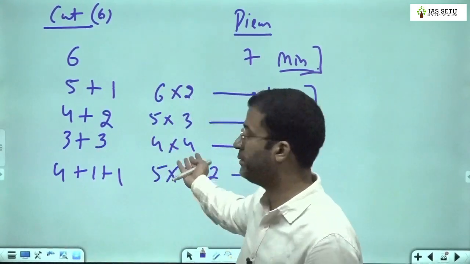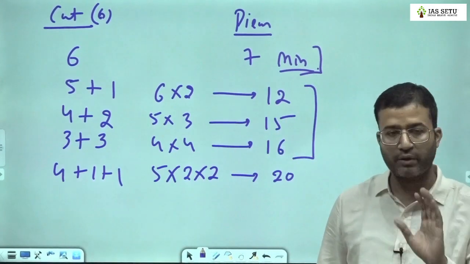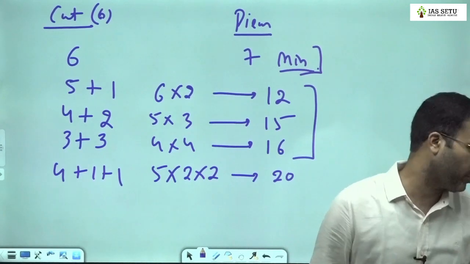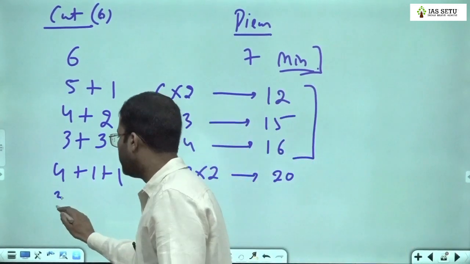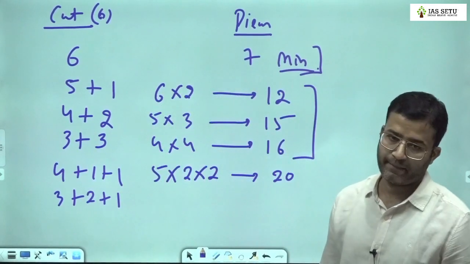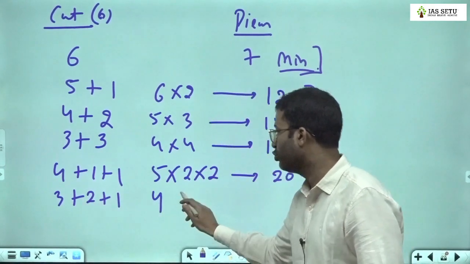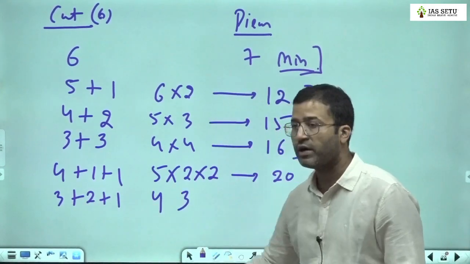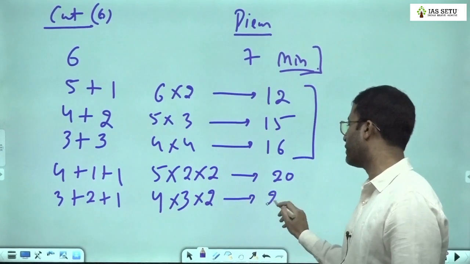Because there will be a multiplication. As we increase axes, the number of pieces increases. So the number of pieces is directly proportional to the number of axes. Next is 3 plus 2 plus 1. Tell me how many pieces? 3 cuts give you 4 pieces, 2 cuts give you 3 pieces. 1 cut gives you how many pieces? 2. If you multiply, how many pieces do you get? 24.